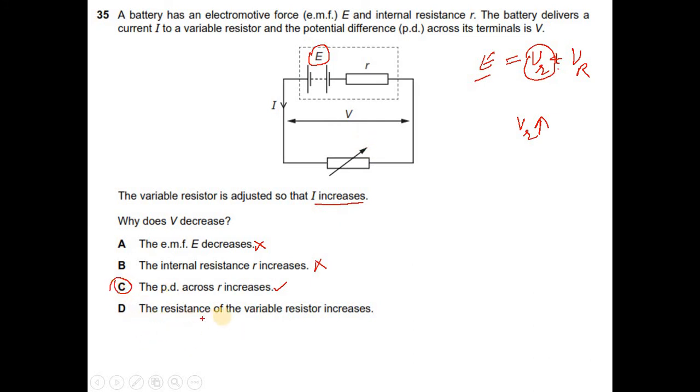What about D? The resistance of the variable resistance increases? No, because we are increasing current. So the variable resistance must be decreasing. So we cannot have option D. A, B and D are gone. So C is your option, because the potential difference of the internal resistance is increasing.